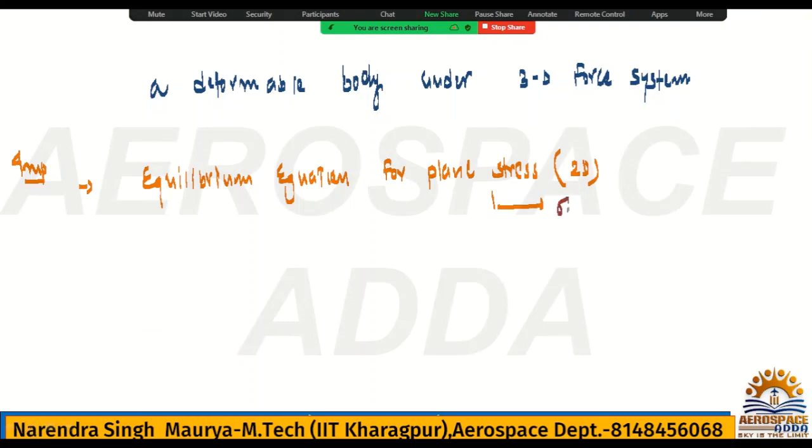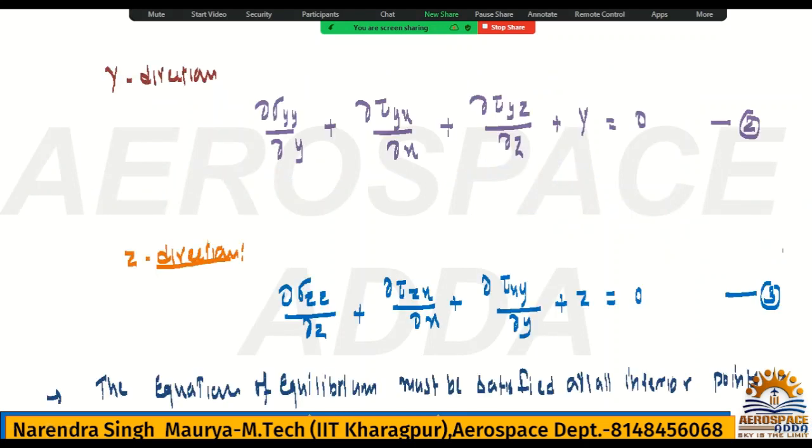What are they? They are sigma zz 0, tau xz 0, and tau yz 0. If I say tau xz is 0, then obviously tau zx will also be 0 because it's a complementary stress. If tau yz is 0, then obviously tau zy will also be 0 because of the complementary stress. Apply these to the equilibrium equation.